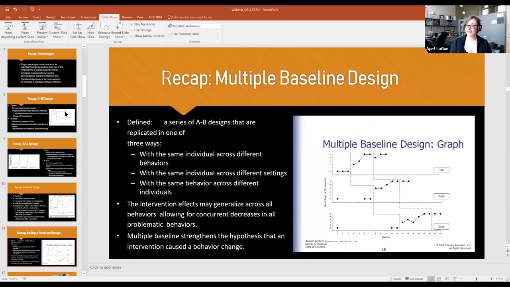And then we have multiple baseline, which we'll be looking at today. So we will be looking at an ABA multiple baseline concurrent design. I know that's a huge mouthful, but really what that means is that there are going to be more than one participant, and we're going to have an intervention and then be done with the intervention. And that's pretty much it.